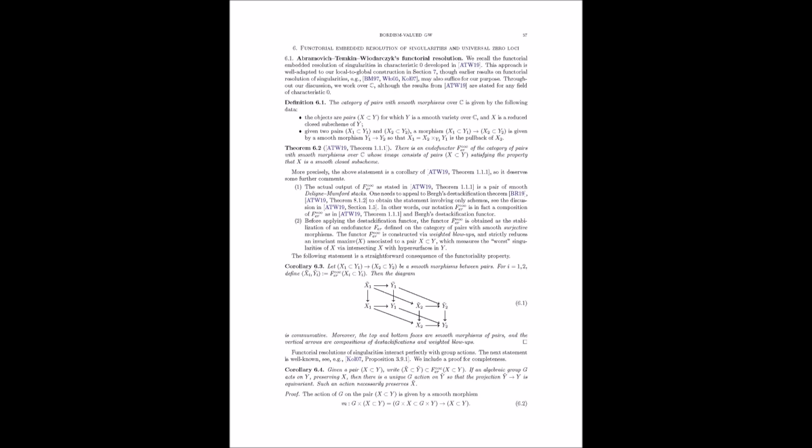Exactly. And the way they do this is by using what they call functorial embedded resolution of singularities applied to universal zero loci. Those might sound like complicated terms, but they're the key to going from these abstract derived orbifolds to the more concrete, smooth manifolds. Okay, break those terms down for me. What are universal zero loci, and what do they have to do with all this?